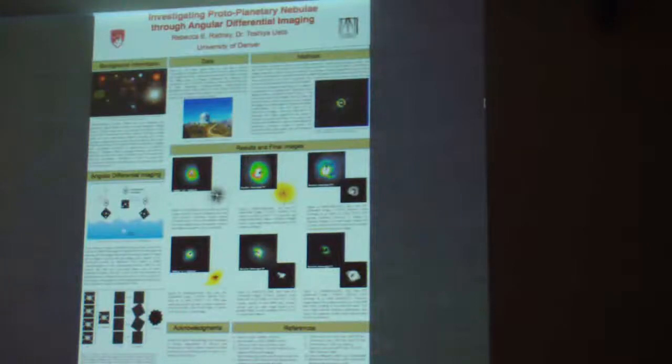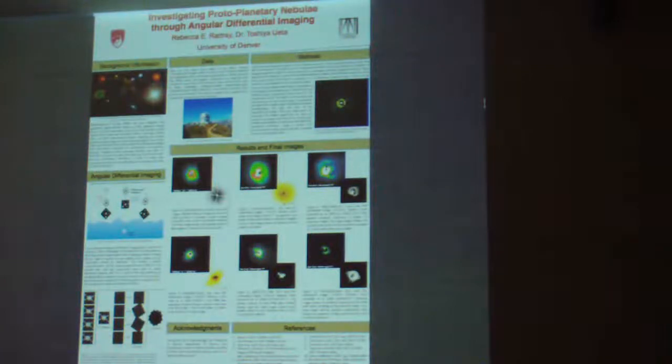Hi, my name is Rebecca Rattray. I'm a senior grad student at the University of Denver, and I work with Dr. Yoda. We've been studying the protoplanetary nebula stage and trying to see closer into the central star. The method that we use to do this is called angular differential imaging. It provides a better PSF characterization to then be subtracted and see closer in.